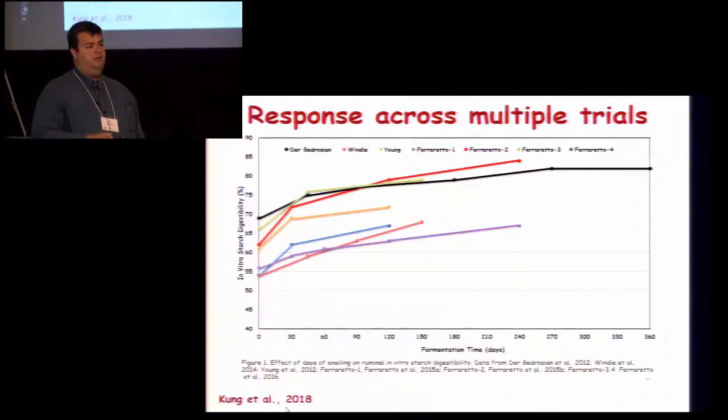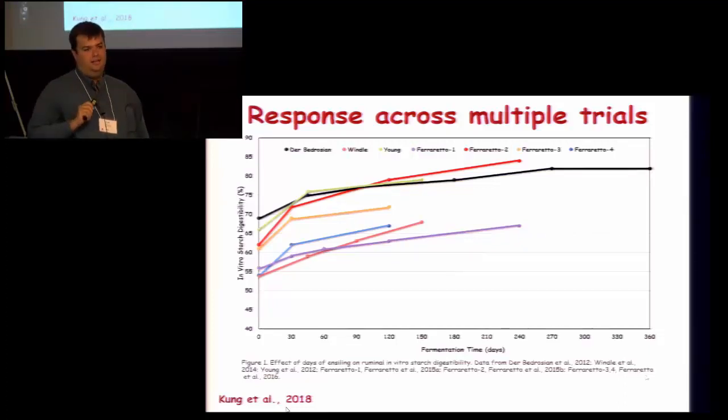This is a summary of all the research trials that were published right before this review paper from Dr. Kung was released earlier this year. You can see that for every single trial, starch digestibility increases over time as fermentation progresses.